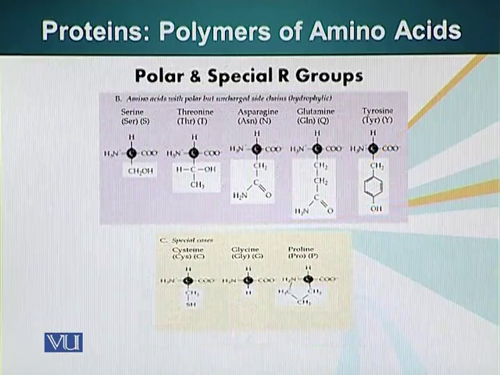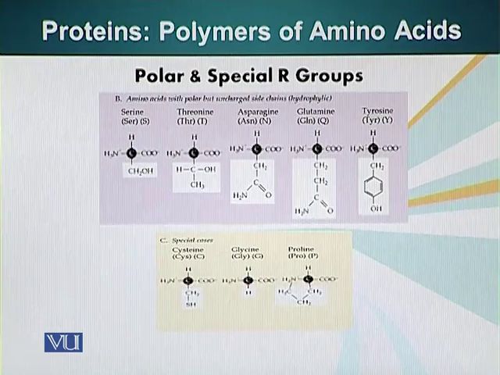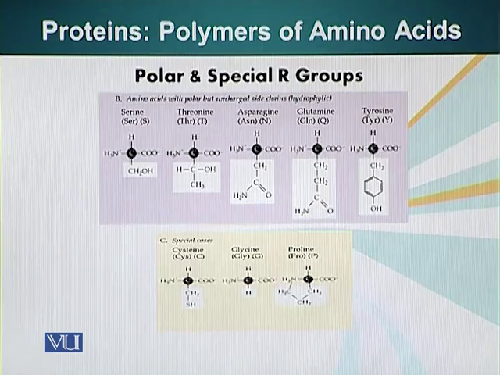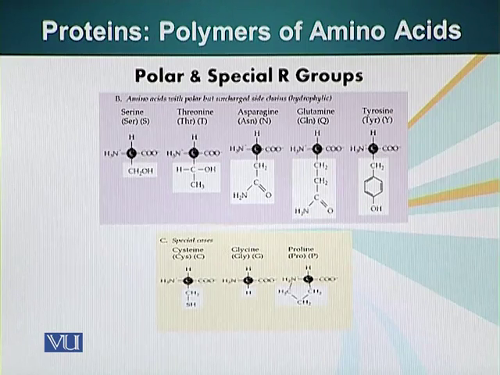There's another group of molecules that are polar. They don't have a charge per se, but they have polar atoms in them. We have discussed polarity in our previous module. And there's a group of amino acids which are special cases, three amino acids in this group. The most important one that I want you to pay attention to is cysteine, because the sulfur atom in cysteine can form sulfide bonds within the protein molecule, and that results in a specific shape of the protein.